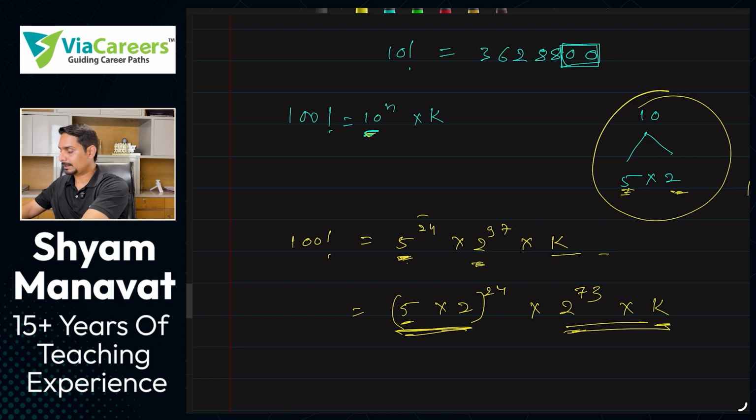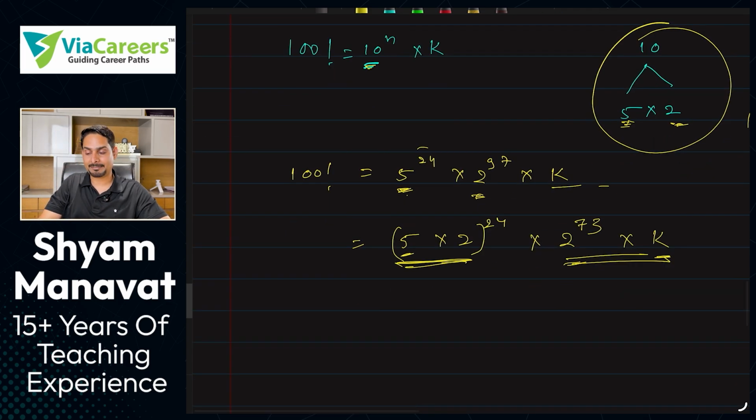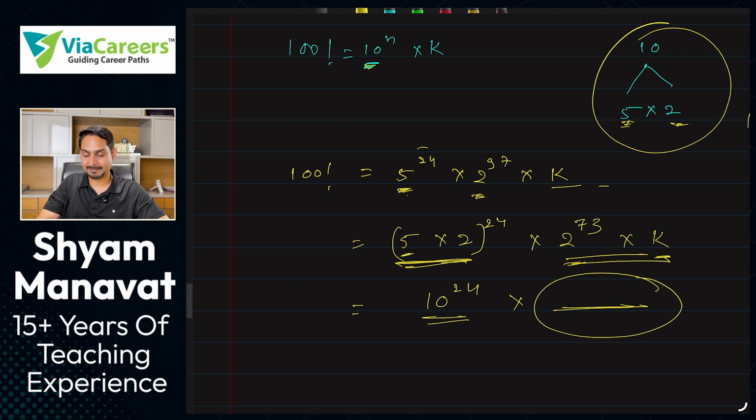Understood? So that's how you can say the maximum number of zeros you can have is 24. Maximum number of 10 you can have is 24. The rest I have called a constant, something that is a constant. But the maximum power of 10 you can have is 24.